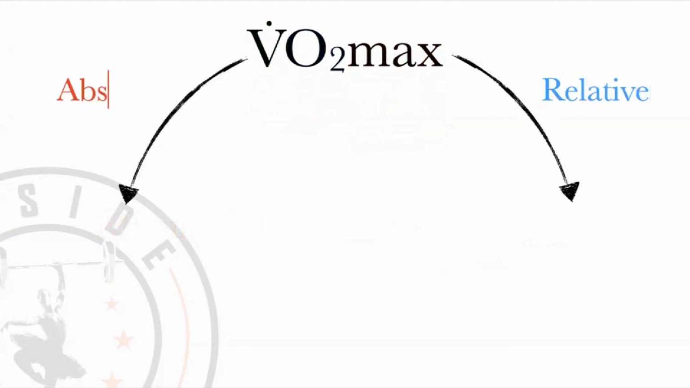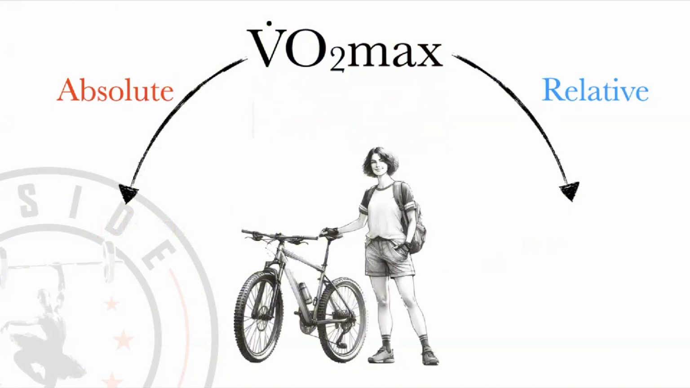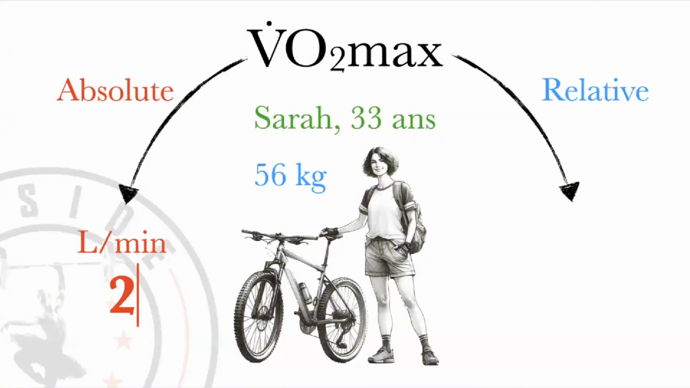Now let's look at those 2 units that we usually see. We need to understand both before we move forward. We're going to have a relative unit of VO2max and an absolute unit for VO2max. Let's take a very concrete example, a very simple case with Sarah here, 33 years old. She's 56 kilograms, and we can measure her maximal oxygen consumption in absolute terms, and that would be in liters per minute. So in that case, we're going to take 2 liters per minute, which is obviously 2,000 milliliters.